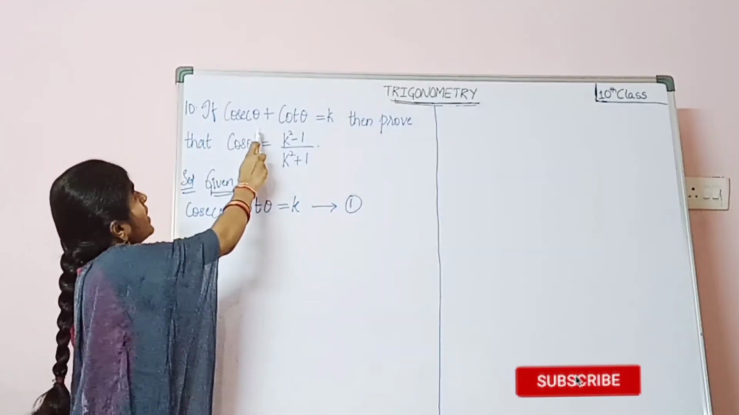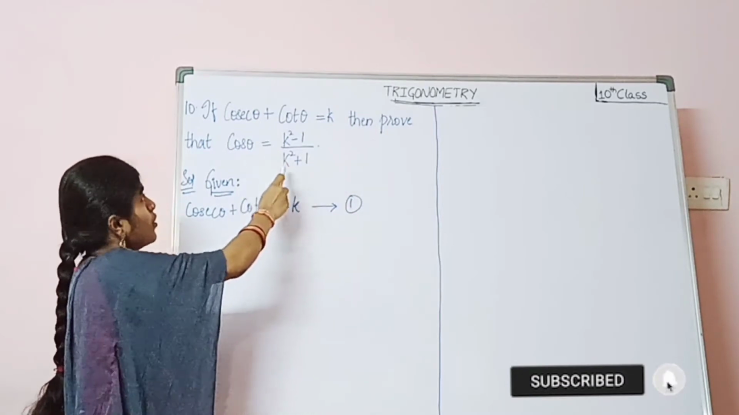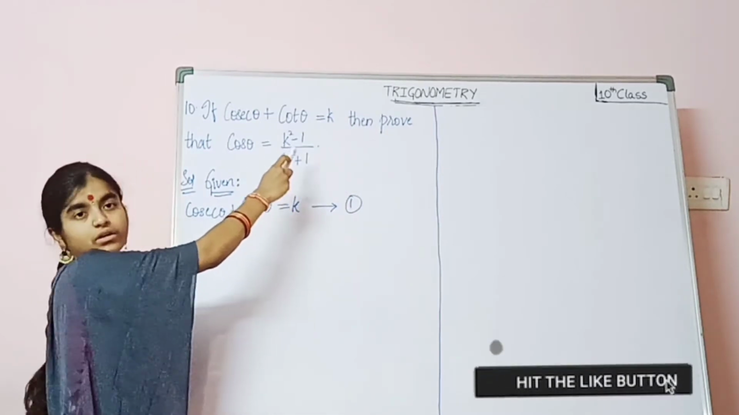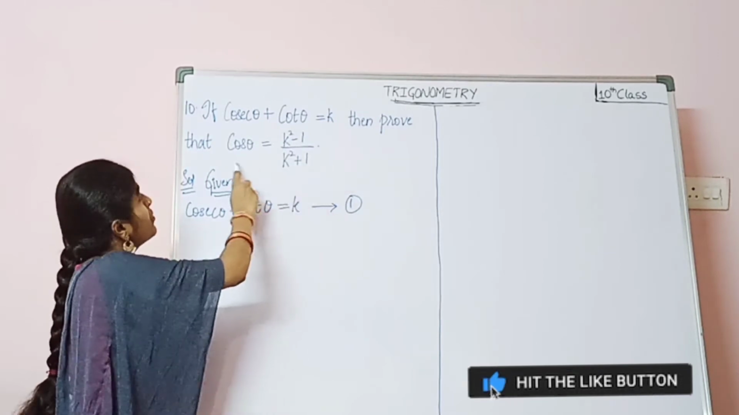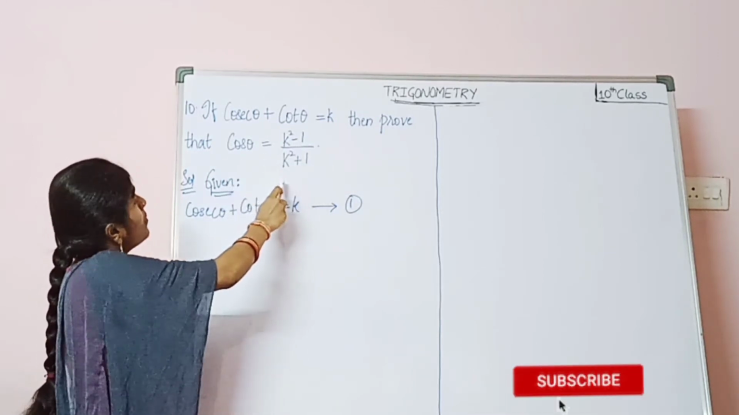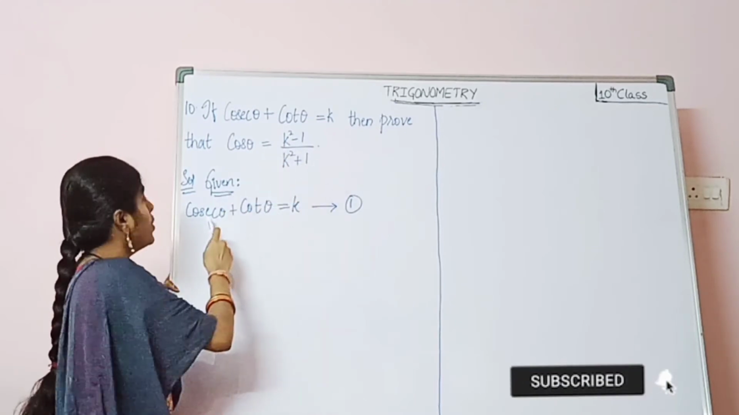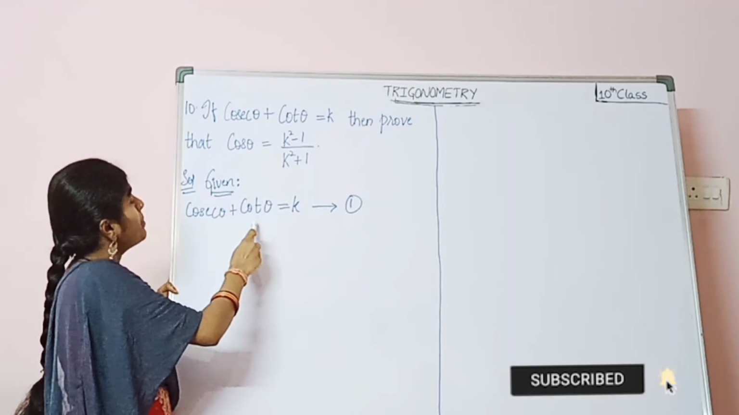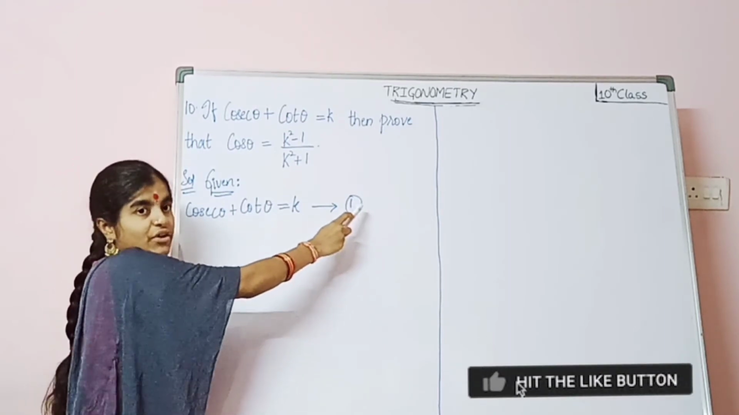If cosecant theta plus cot theta equals K, then prove that cos theta equals K square minus 1 by K square plus 1. What do we have to prove here? Cos theta equals K square minus 1 by K square plus 1. So what is given here? Cosecant theta plus cot theta equals K. This is given. This we consider as equation 1.